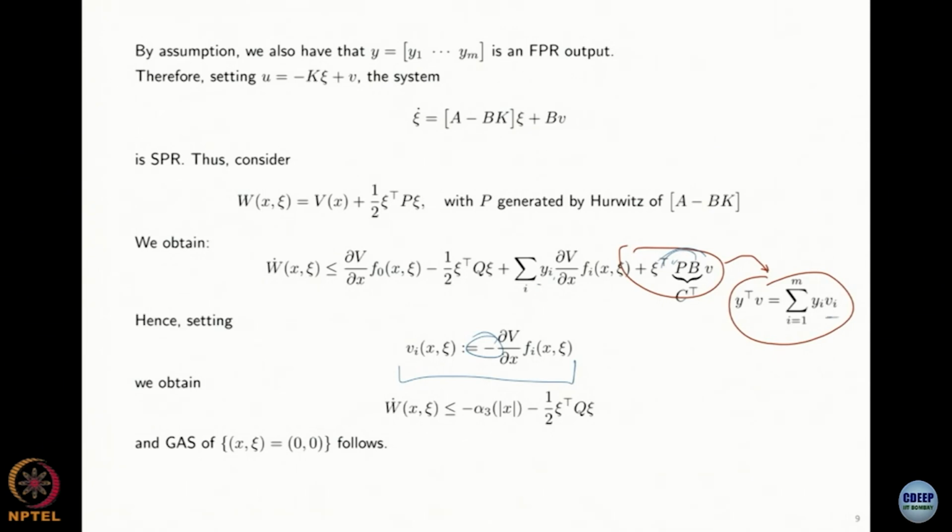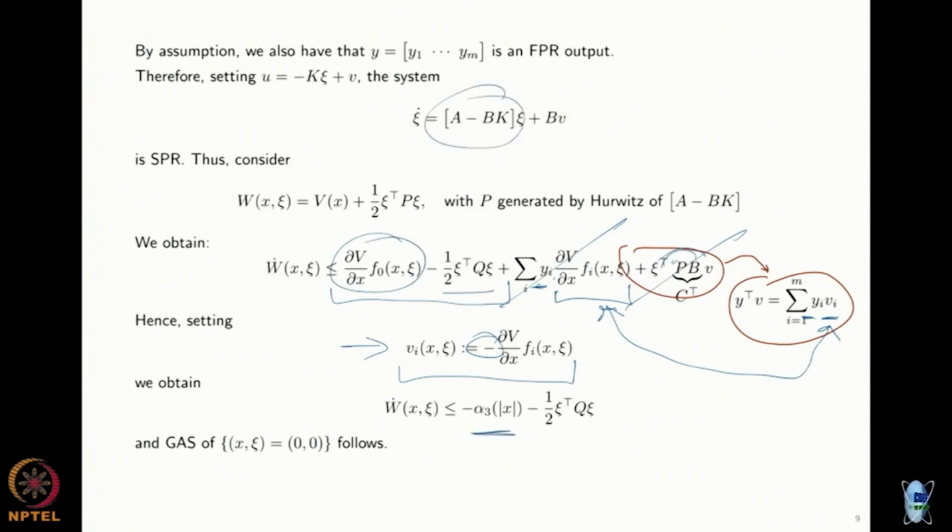Because v and y appear here, I just have to match these in this way, and all these terms will go away. Yeah? And you will be left only with this. But as I said, this by assumption generates an alpha term, and this one comes already from the Hurwitz property of that. All the rest you just eliminated, and you end up with this very nice inequality.